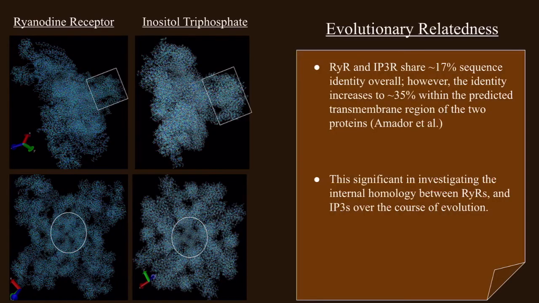A recent study that examined coevolution of these two channels suggests that RYR arose from ancestral IP3-like channels. By incorporating these domains, the sequence identity shared between the two proteins is only approximately 17%, whereas if you see illustrated, the transmembrane region increases to 35% sequence identity.